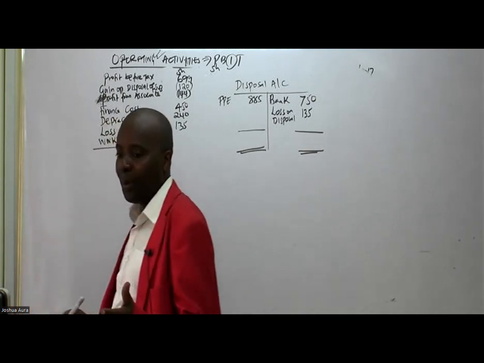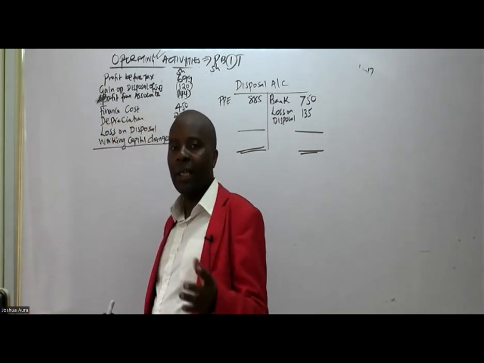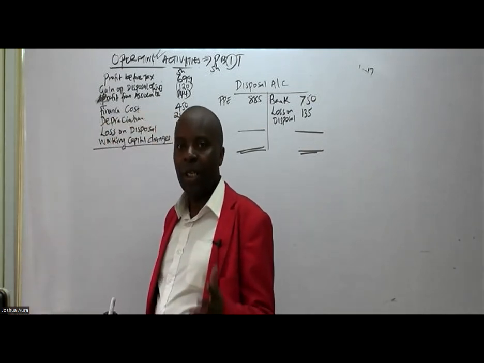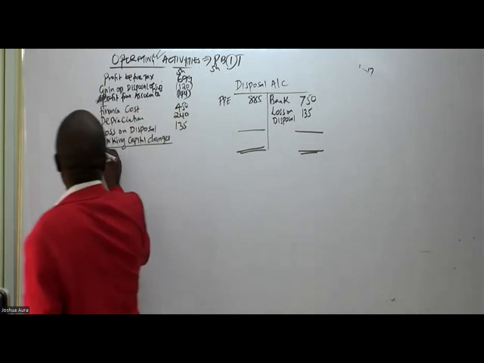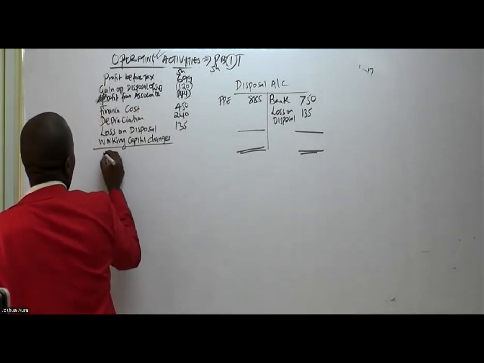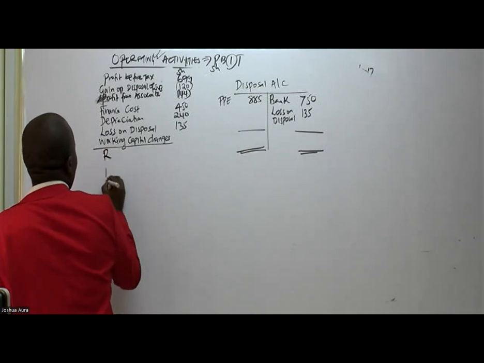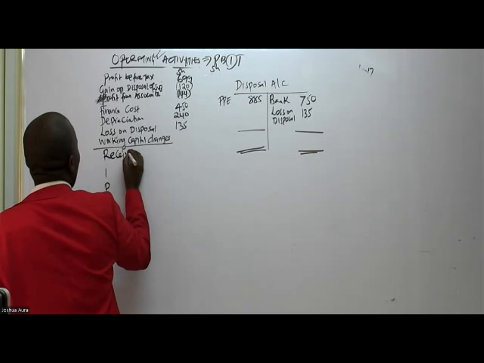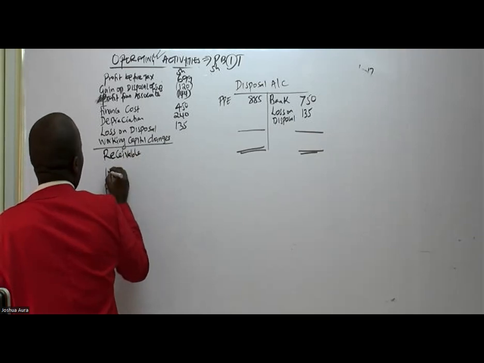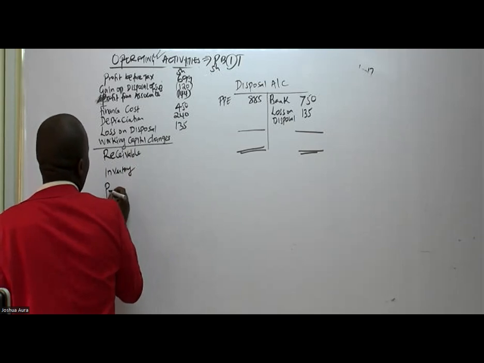So when we talk of working capital, we're looking at current assets and current liabilities. Specifically, we are looking at the inventory. But we have receivables, we have inventory, and then we have, in this case here, payables. Those three things.